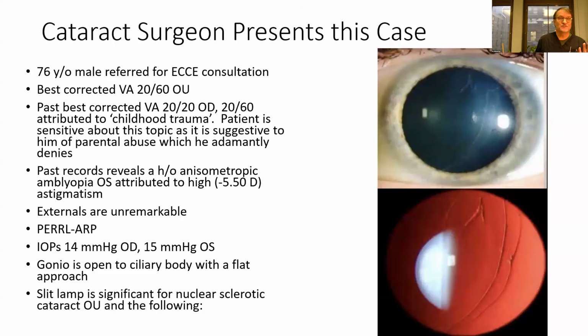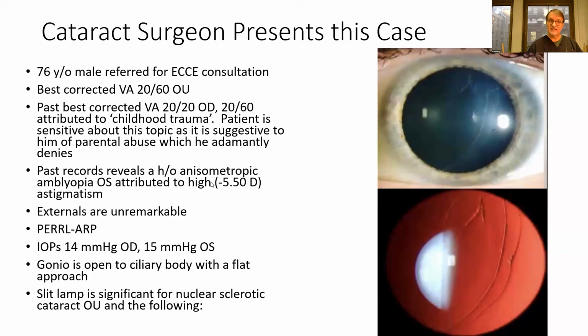This cataract surgeon was in our clinic, and he said, "Hey, I got to run this by you guys," because it was fun. The patient's best corrected acuity was 20/60. It had been 20/20 and 20/60. The 20/60 in the left eye was attributed to childhood trauma, but the patient was very sensitive about that because it suggested parental abuse, which he adamantly denied. He never remembers any traumatic events as a child.